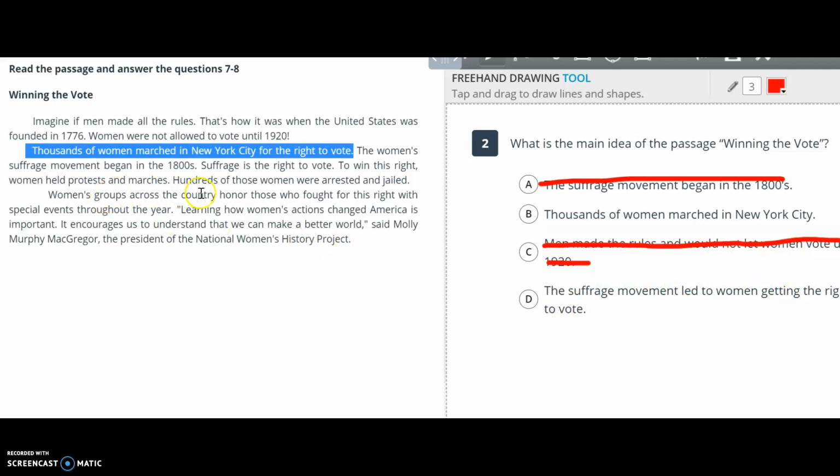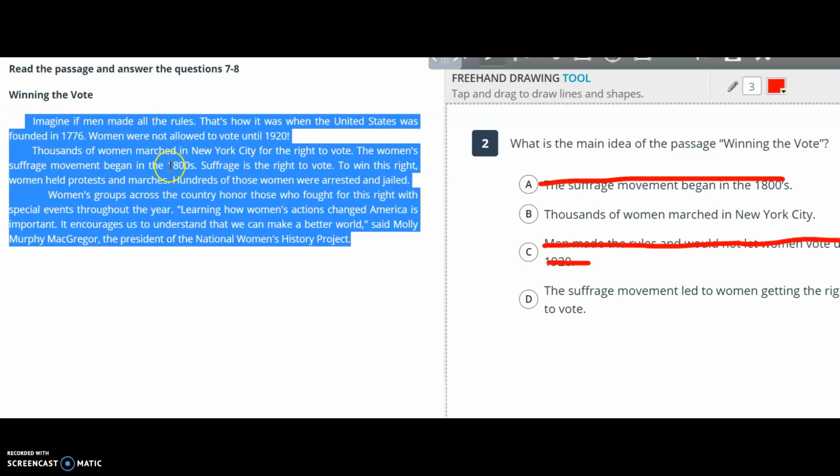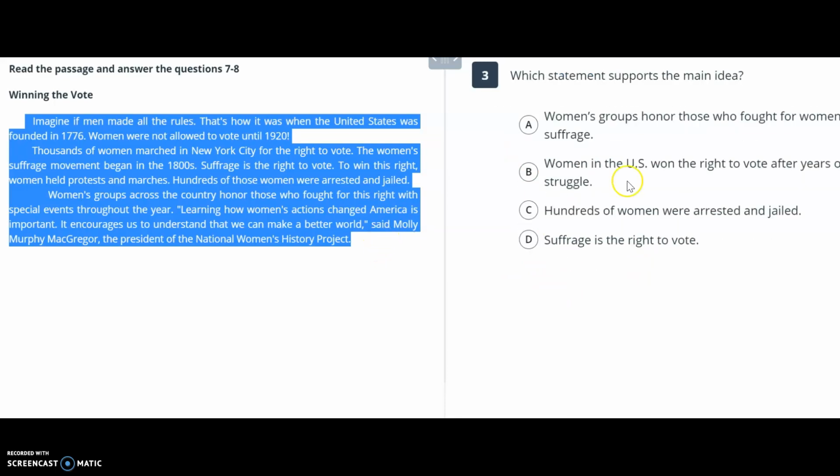So let's see if it says anything in the last paragraph. So this whole passage is talking about the steps that happened to give women the right to vote. So the answer is D. Go ahead and click D. Move on to the next one.